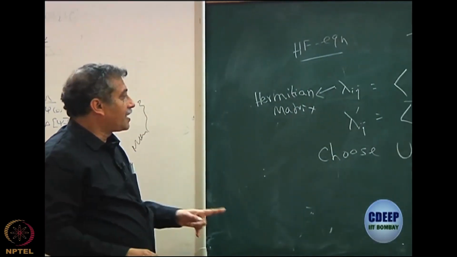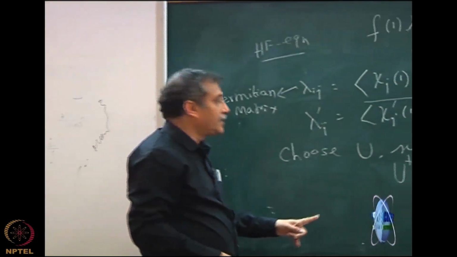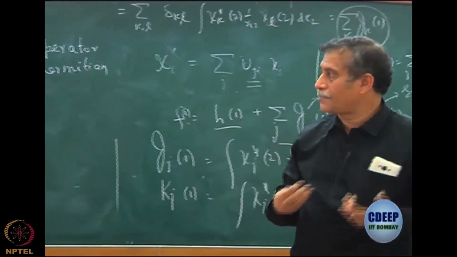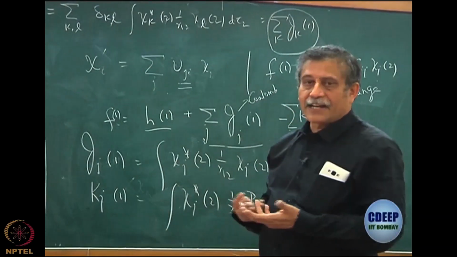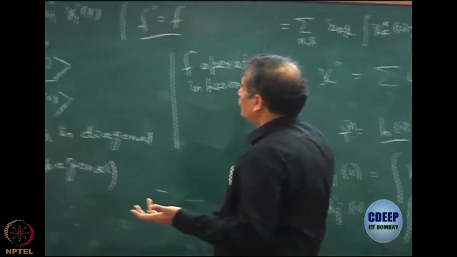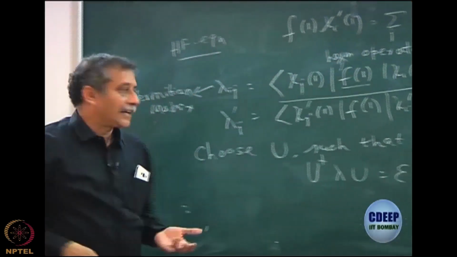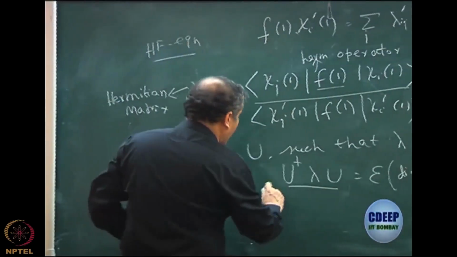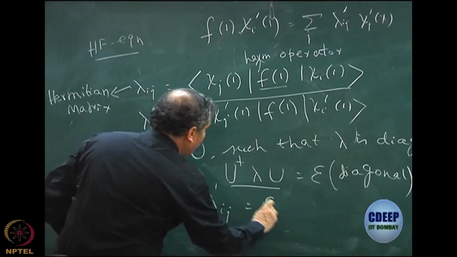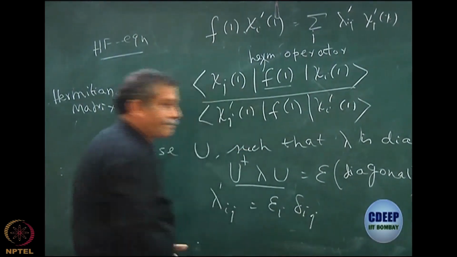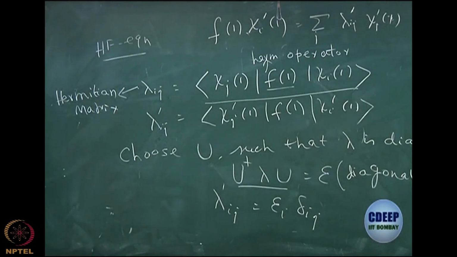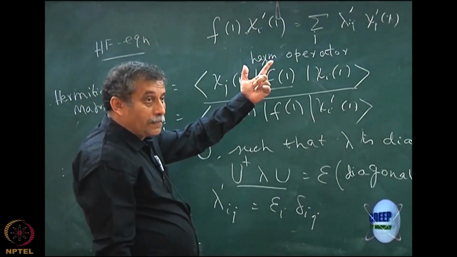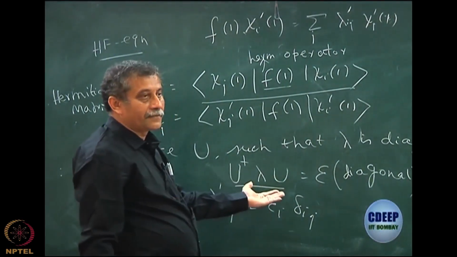Since it is a Hermitian matrix, I can always find a unitary transformation such that the matrix can be diagonal. So, now I am saying that let us choose a U such that lambda is diagonal, and then rewrite this Hartree-Fock equation. Quite clearly, now this is my lambda prime. So, lambda prime is now diagonal. So, lambda prime ij is now epsilon, let us say epsilon i delta ij, right? That is the meaning of diagonal. So, this is a diagonal matrix. So, the new lambda prime in the new basis will become diagonal after transformation.